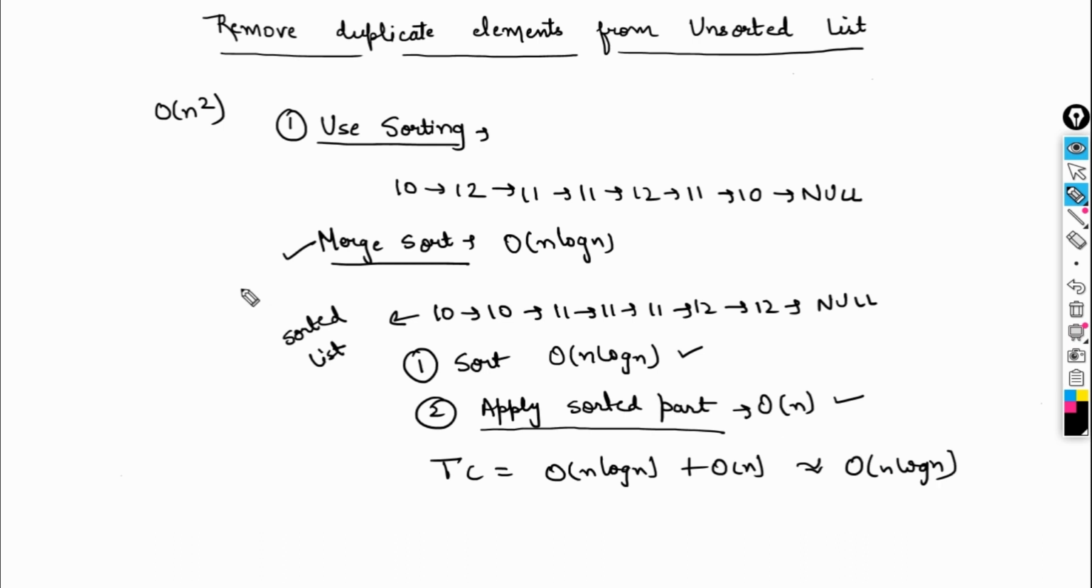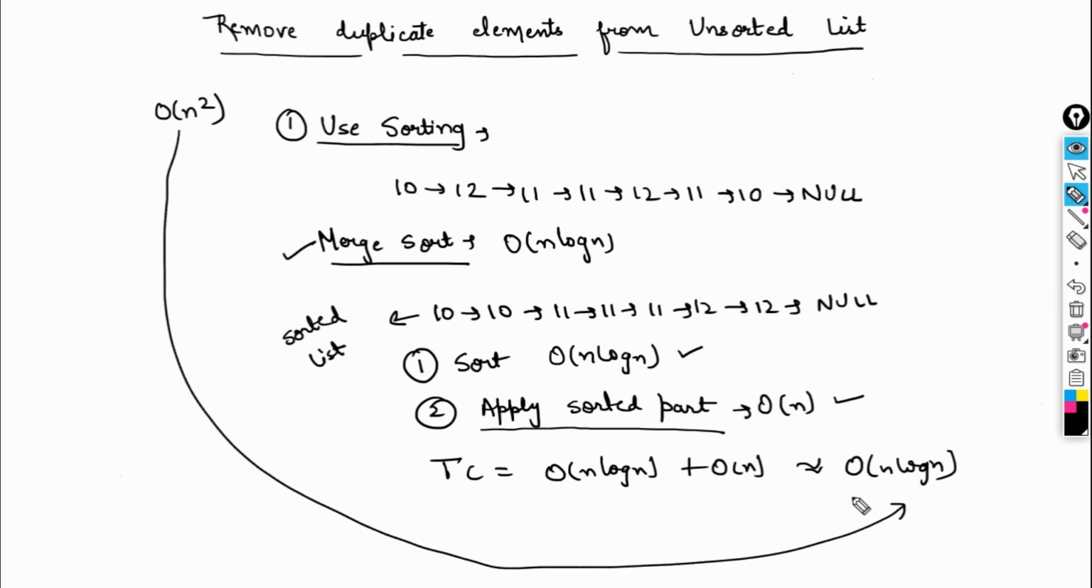So one method is to use sorting. We have improved our complexity from O(n²) to O(n log n). But I want the complexity to be O(n). I don't want O(n log n), I want n only. We know both these steps, how to apply merge sort and how to apply the sorted part, as these have been discussed in previous videos. Now let's see how we can improve our complexity to O(n).